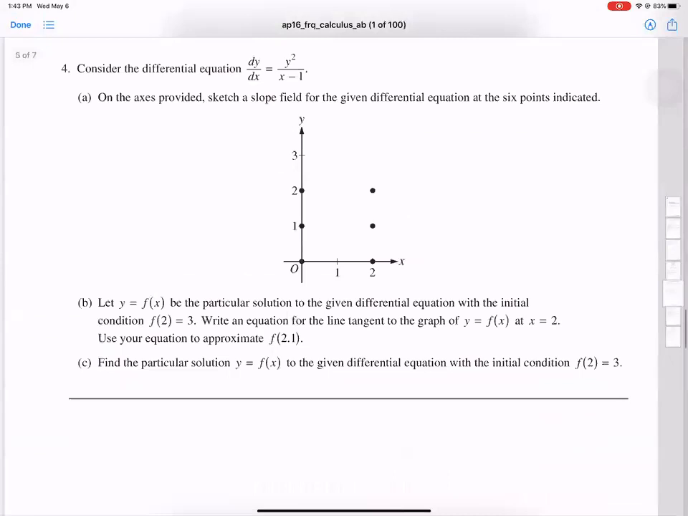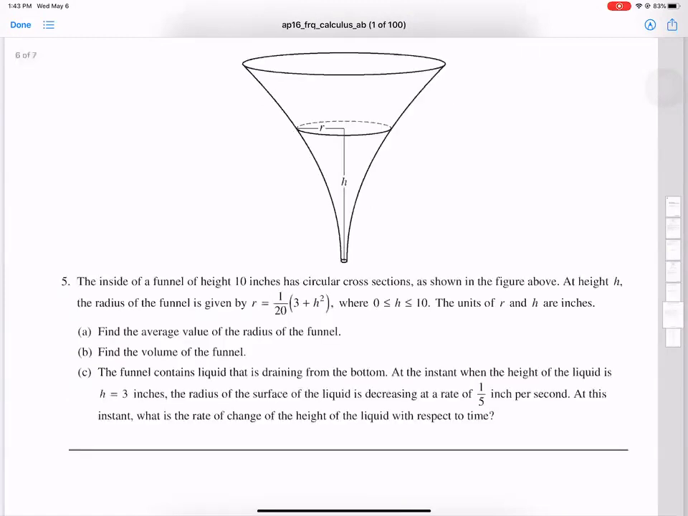Jump to 4. So they gave us a differential equation, and then they gave us points to graph the slope, that slope field. And then B says find a particular solution. They give us f of 2 is 3, that's our x and y value. And then they want us to approximate using a tangent line. So go ahead and read through these questions, make sure you're good with it.